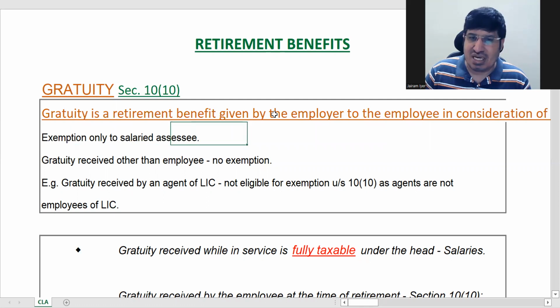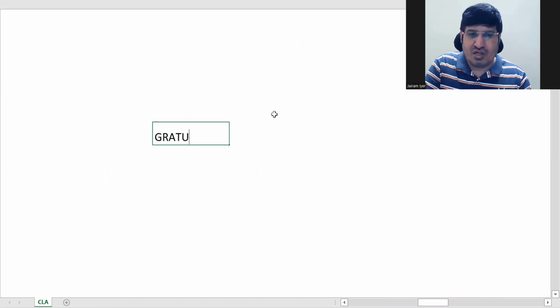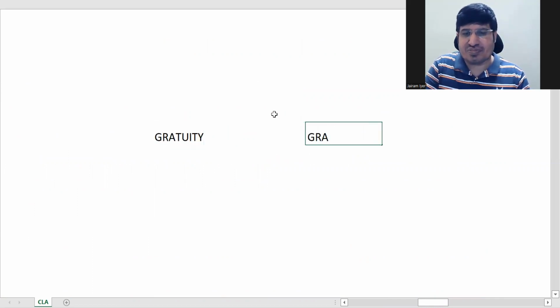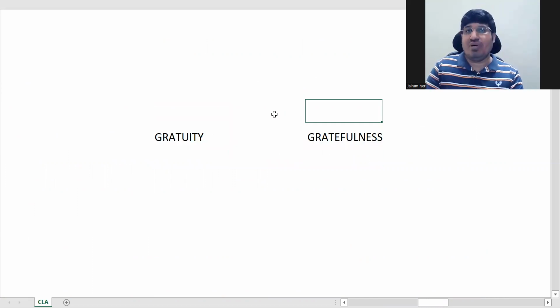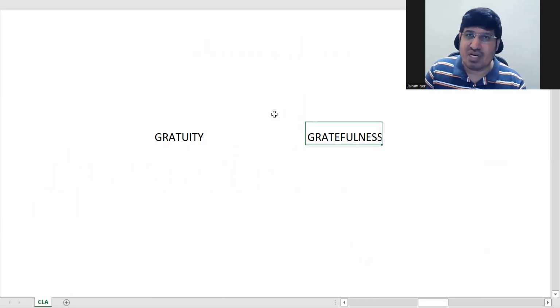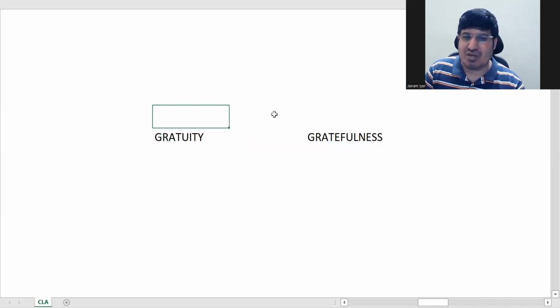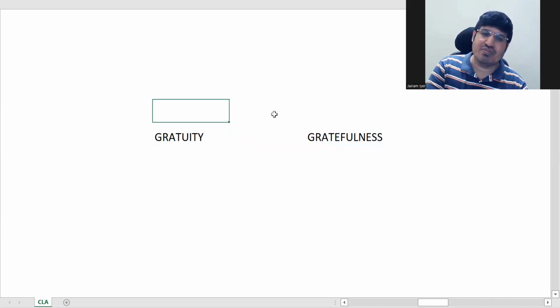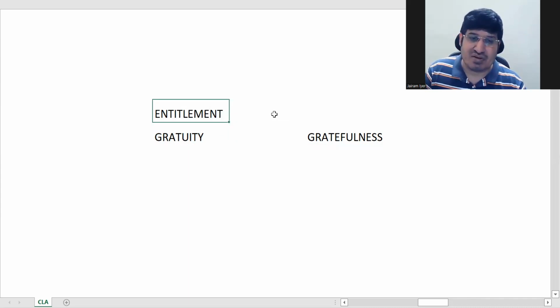Basically, a little bit of history: the name gratuity comes from gratefulness. Employers who were grateful for a long period of good employment of the employee used to give them a lump sum amount while going. Then gradually it became an entitlement. Now gratuity is no more a grateful payment, it's an entitlement now.